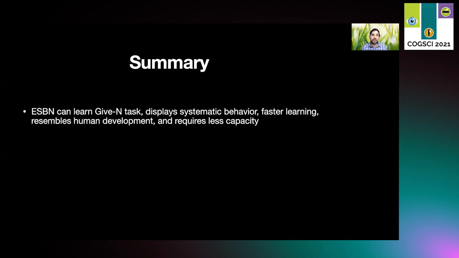So if I can summarize, I would say the ESBN can learn the give n task. It displays systematic behavior. It learns it faster. It resembles human development, and it requires less capacity.